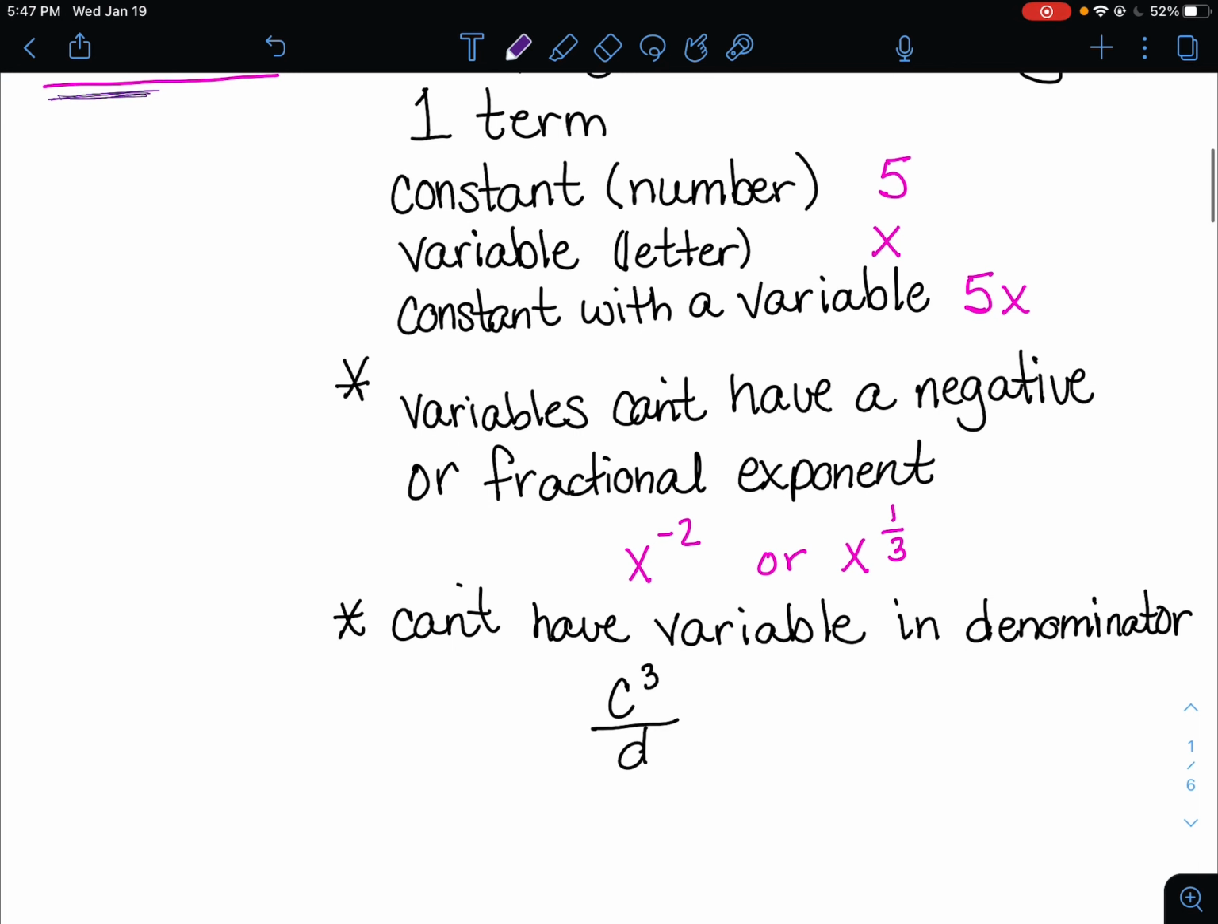Now there's a little bit of a hitch to this one that we'll talk about in a minute. So this one is c to the 3rd, which is fine, divided by d, but it doesn't simplify down. So that d in the bottom cannot be there because it's a variable in the denominator. We can't have anything that's in a radical sign. So we can't have like the square root of 2 there, or x to the square root of 2. It's going to be something that gives us a positive number in our exponent.